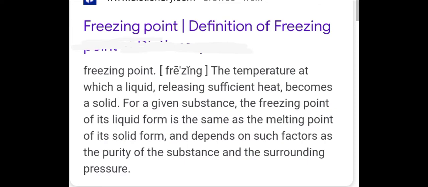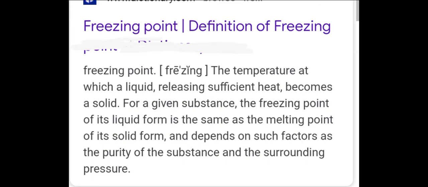Today my topic is freezing point. Definition of freezing point. Freezing point: the temperature at which a liquid, releasing sufficient heat, becomes a solid. The temperature at which liquid changes into solid for a given substance.